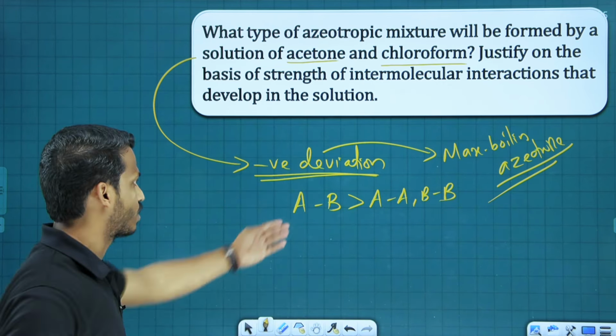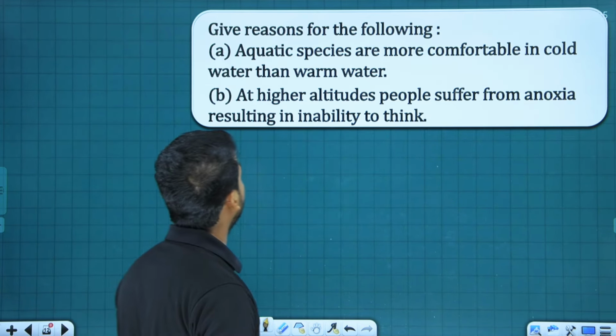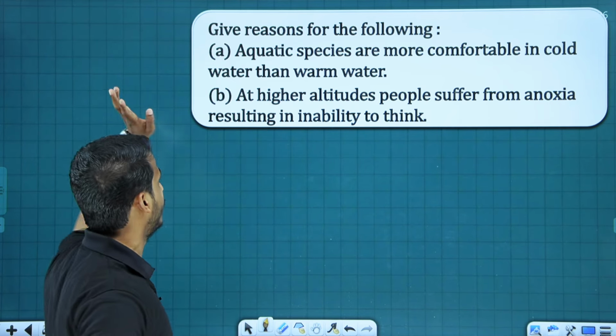Justify on the basis of strength. See, they're asking about the strength of the bonding. Ready? Give reason for the following. Aquatic species, that we already discussed. It's a repeated question.